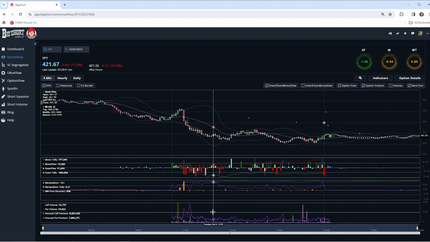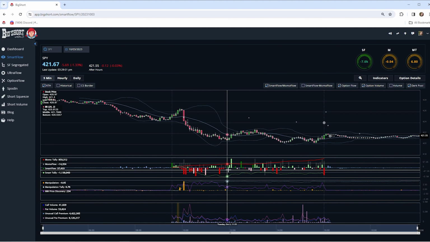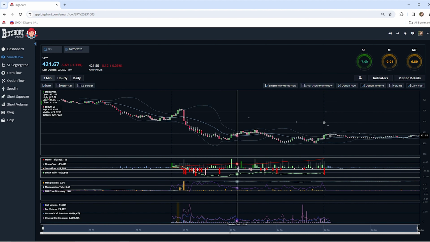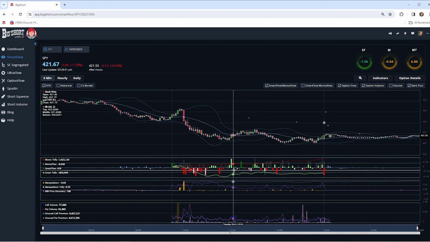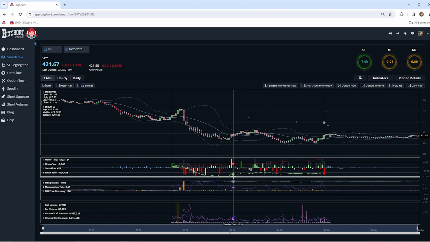I see call volume here on SPY. And for some reason on SPY, when call volume is greater than put volume, it's a bearish signal. But we also see that smart money is continuing to buy here. So for me, this would be a mixed signal, and this would keep me from entering any position.